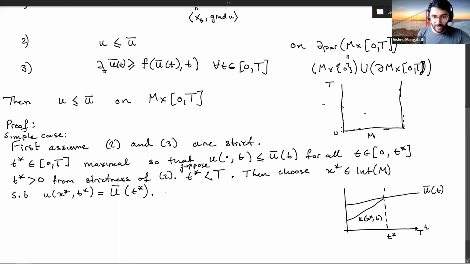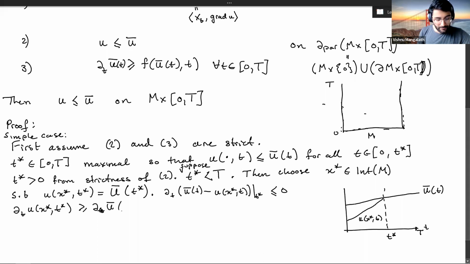Okay, so that means that at this point t star, the distance between u and u bar is decreasing. So firstly, you have that partial t of (u bar of t minus u of x star, t), evaluated at t star, is less than or equal to 0. And so you have that partial t of u at x star, t star is greater than or equal to partial t of u bar at t star.